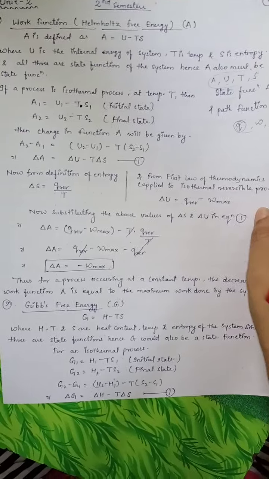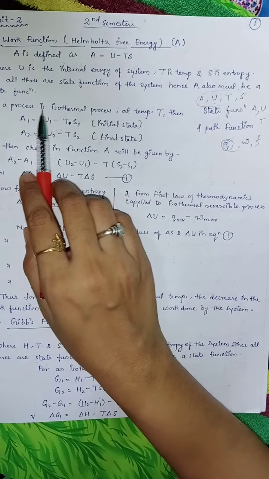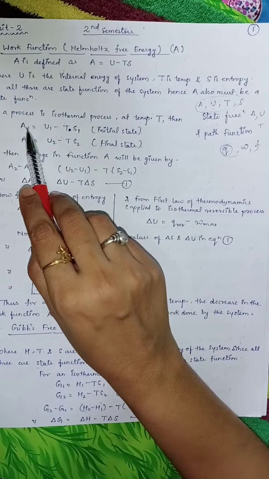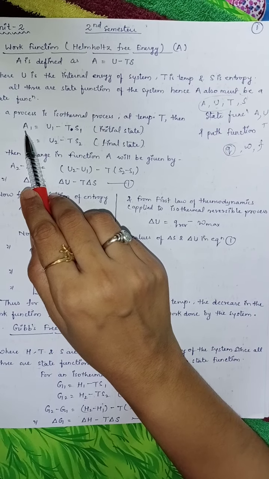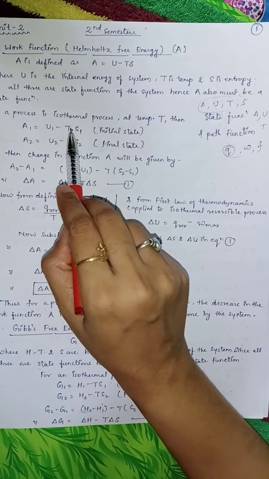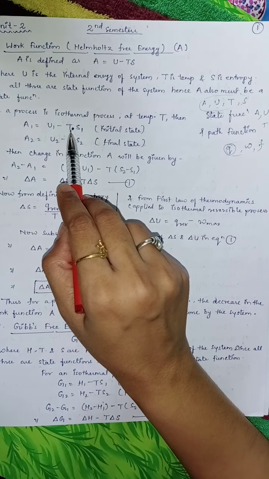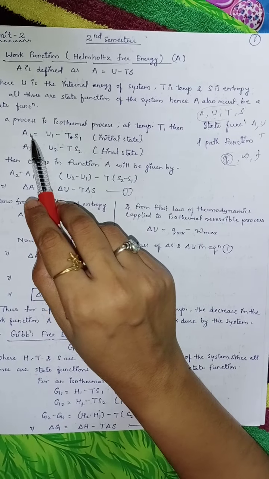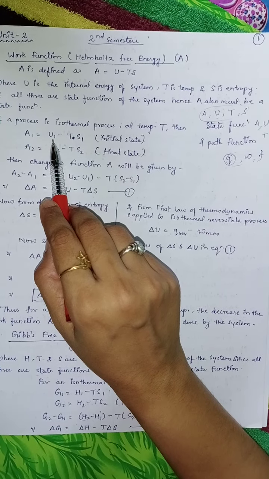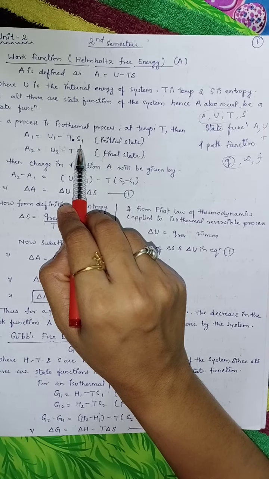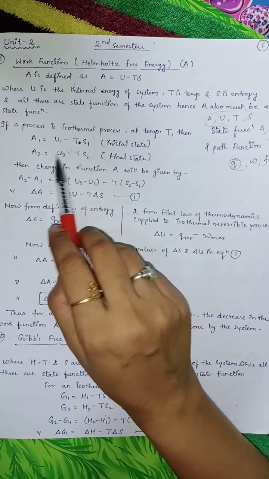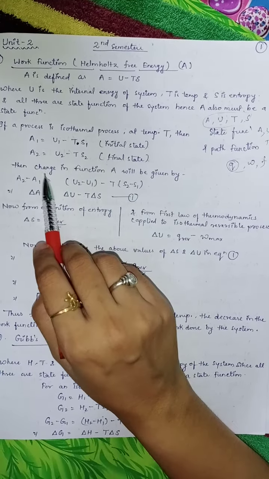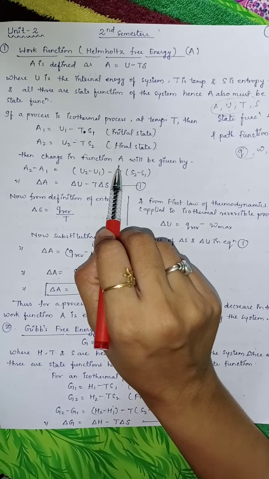Now we again come to this. For any process which is isothermal at temperature T, we can have different work functions. A1 will be equal to U1 minus TS1, because the process is isothermal. That's why we have kept T common, and for the initial state the work function is A1, internal energy is U1, entropy is S1, and for the final state A2 equals U2 minus TS2. Now you have to find out the change in the work function.